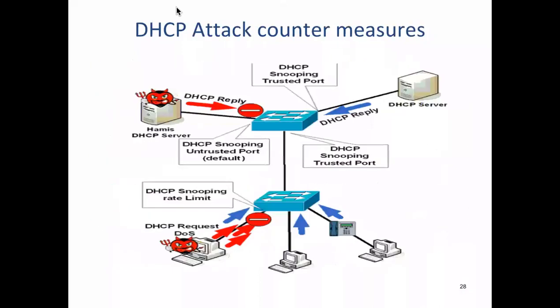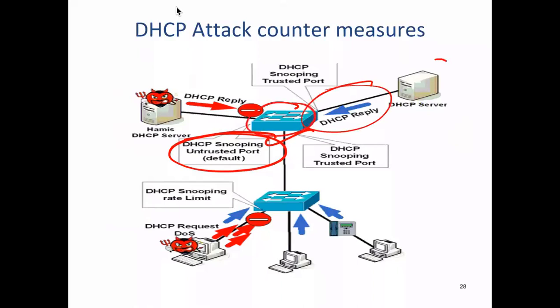Okay, and then of course the number of requests can be limited. So first is of course the trusted port. This is a trusted port, so the switch will accept the request, and not accept the request from an untrusted port. That's a DHCP offer. Second is that we limit the number of requests, the number of MAC addresses, from a particular port. So these are the two measures.